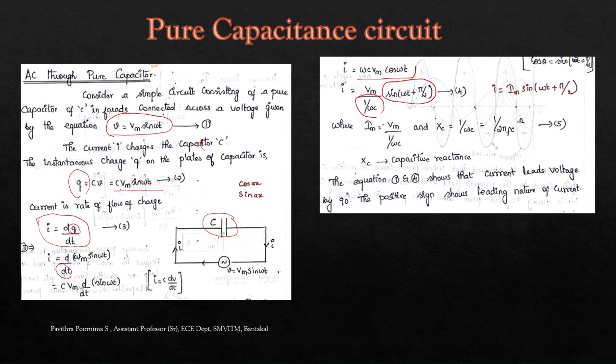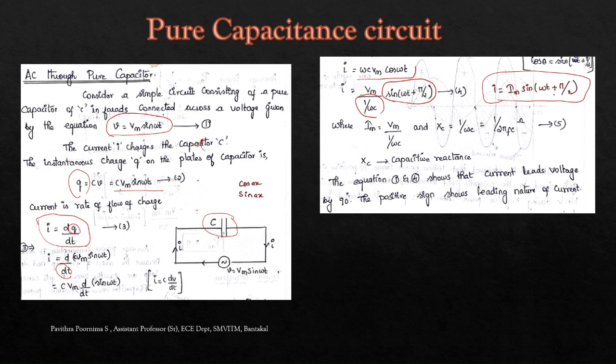So we substitute Im in place of Vm divided by 1 divided by omega C. So we get the equation I equal to Im sin omega t plus pi by 2. If we see the relation between voltage and current, we have the angle plus pi by 2, which means the current leads the voltage by pi by 2.